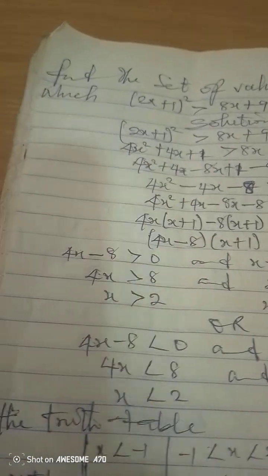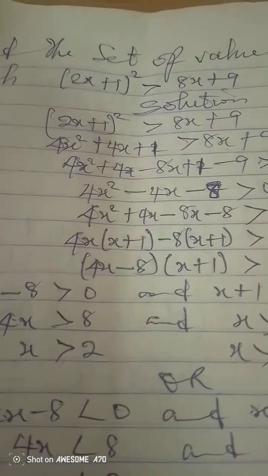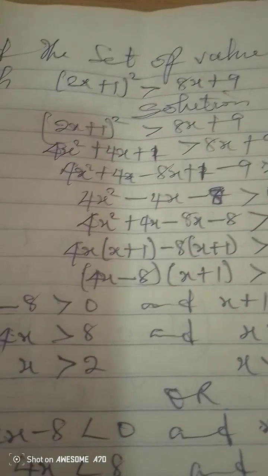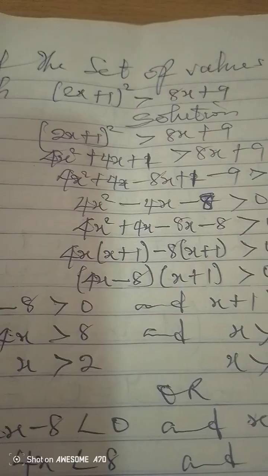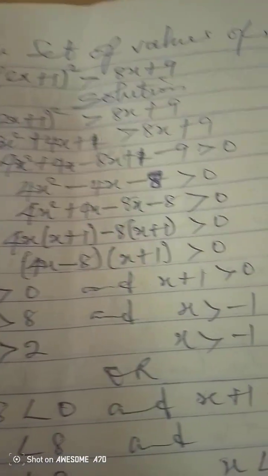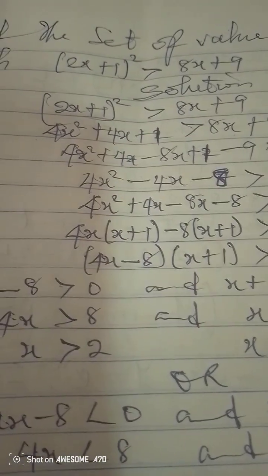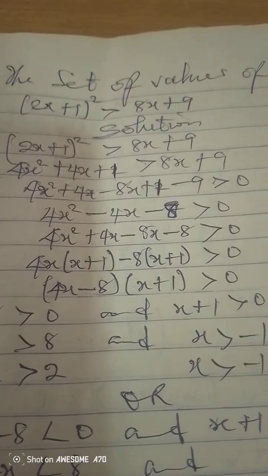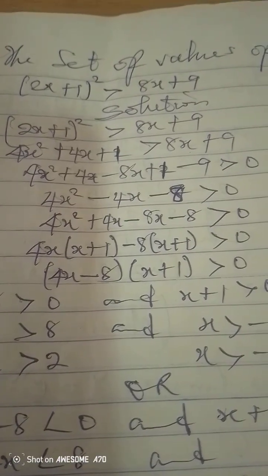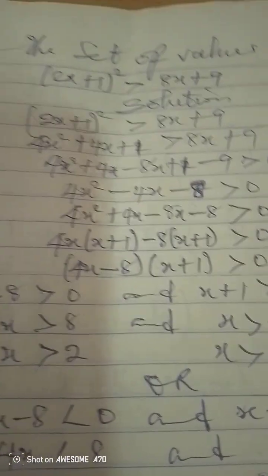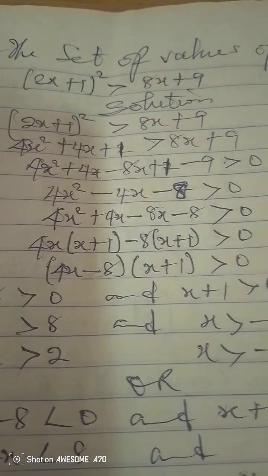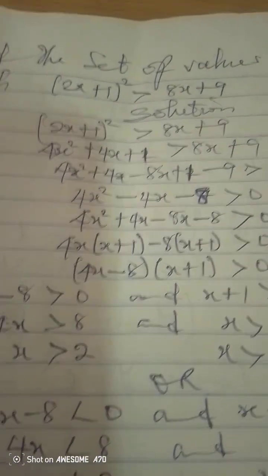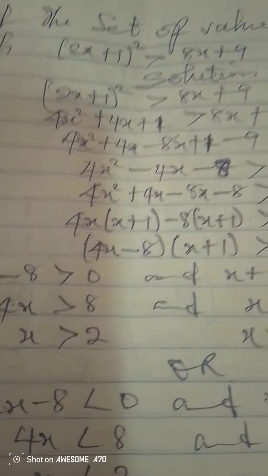Here is the question. (2x + 1)² is greater than 8x + 9. So we expand (2x + 1)². We have 4x² + 4x + 1 is greater than 8x + 9. So we have 4x² + 4x - 8x + 1 - 9 is greater than 0. So 4x² - 4x - 8 is greater than 0.